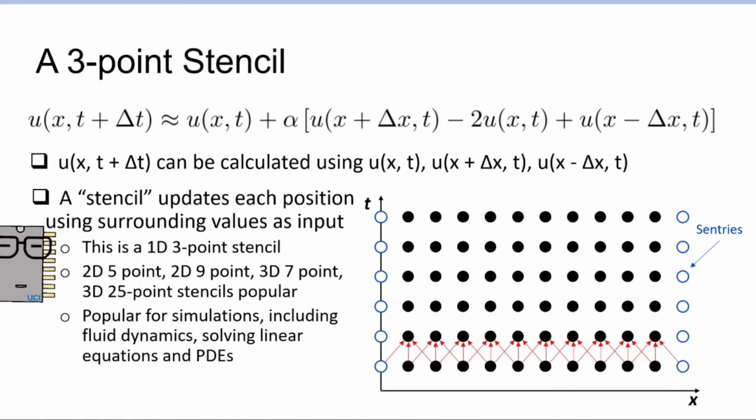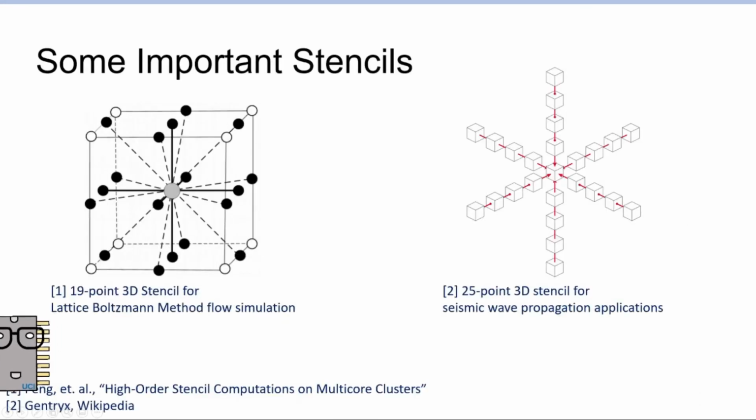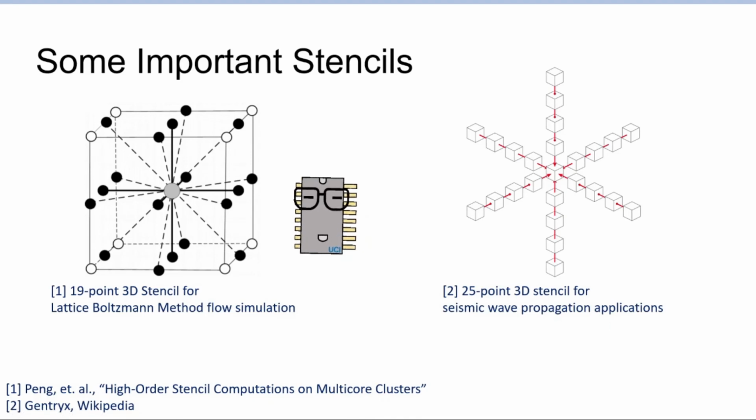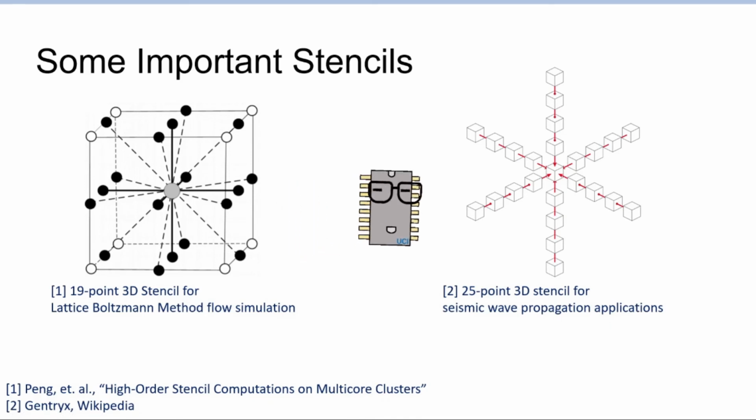There are many important and interesting stencils used to solve different scientific partial differential equations, including things like 2-dimensional 5-point, 2-dimensional 9-point, 3-dimensional 7-point, 3-dimensional 25-point stencils, et cetera, and these are popular for doing things like simulations, fluid dynamics, solving linear equations, and partial differential equations. And some important stencils like a 19-point 3D stencil for doing fluid dynamics, and 25-point 3D stencils for wave propagation.